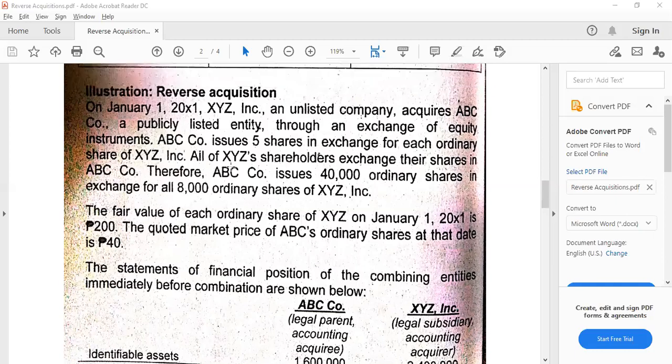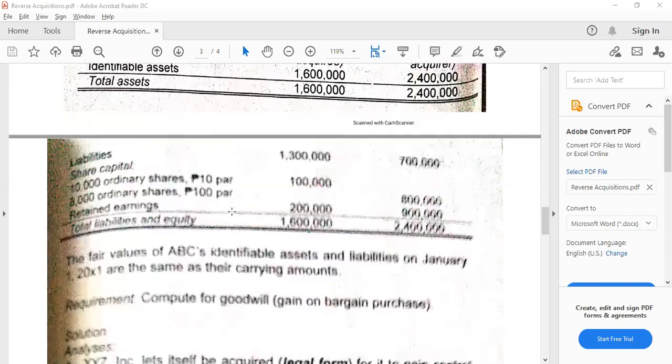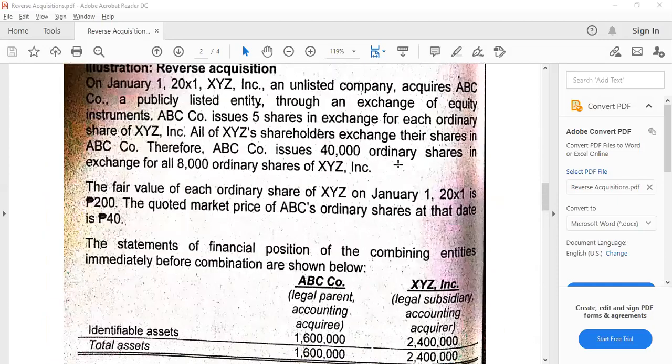So that's why this is also a clue here, based on the wordings, that this is a case of a reverse acquisition, because the acquirer supposedly, XYZ, would have issued the shares, but then the acquiree ABC, accounting wise, is the one that issues shares. I hope that is also clear. So this means that ABC company would be issuing 40,000 shares in exchange for all 8,000 ordinary shares of XYZ, this column, times 5, that's 40,000 total.